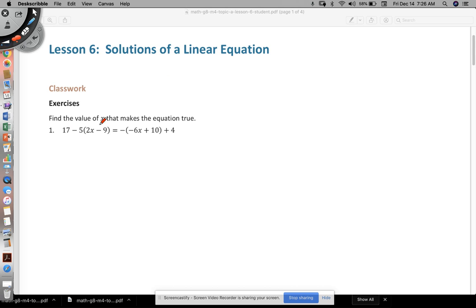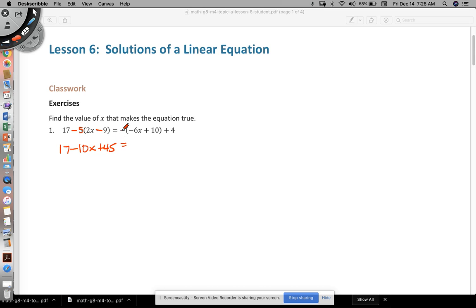All right, so as we know, parentheses means we need to take care of those guys first. So this 17 is going to come down because there's nothing I can do with it right now. And I have, this is now a negative 5. You need to treat it like a negative 5, not subtract 5, because that negative needs to also go to these numbers in here. So negative 5 times 2 gives me a negative 10x. Negative 5 times negative 9 gives me a positive 45. And that's because a negative and a negative equal a positive.